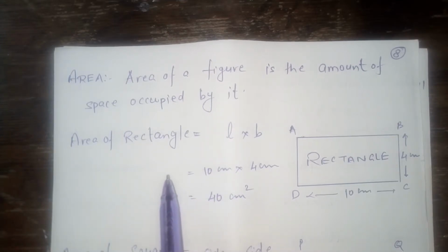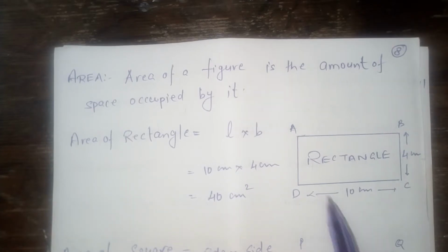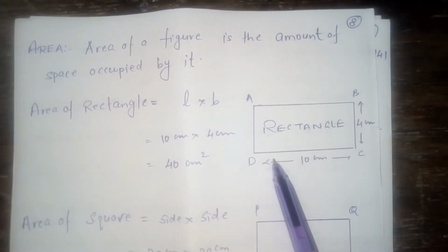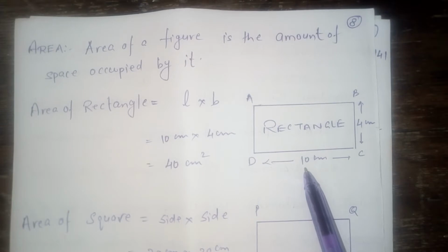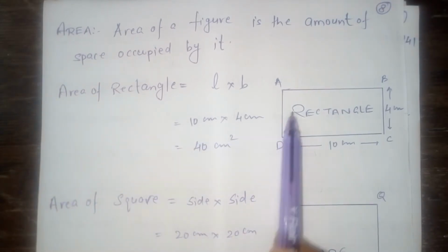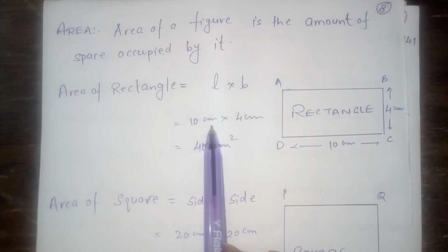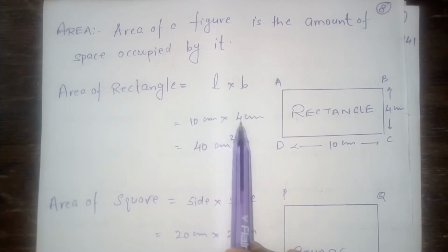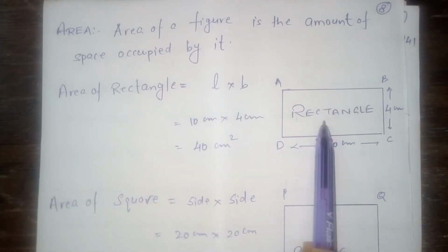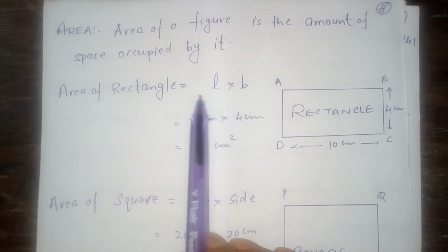In this question first we will discuss the formula for the area of a rectangle. Suppose ABCD is a rectangle, and the length of the given rectangle is 10 centimeter and the breadth is 4 centimeter. The area of a rectangle is length into breadth. 10 into 4 is 40. 40 square centimeter is the area of the given rectangle.